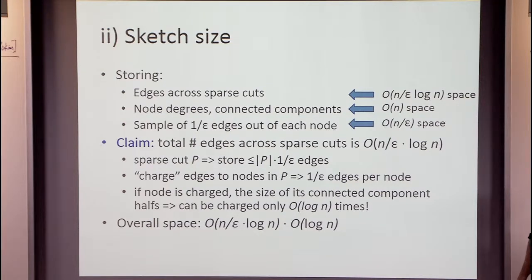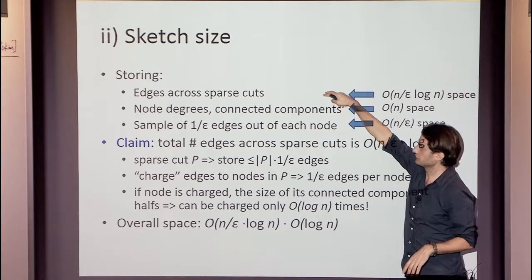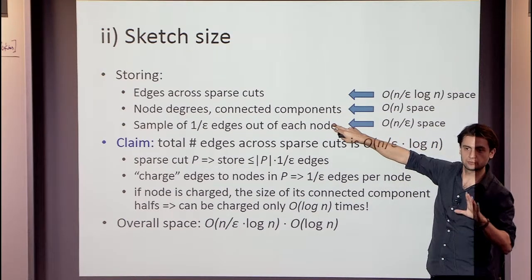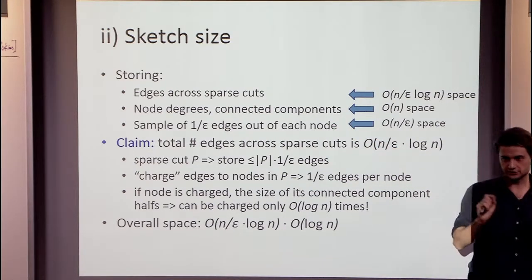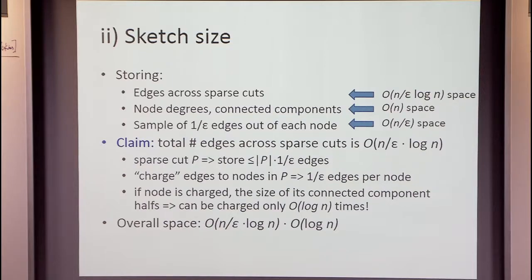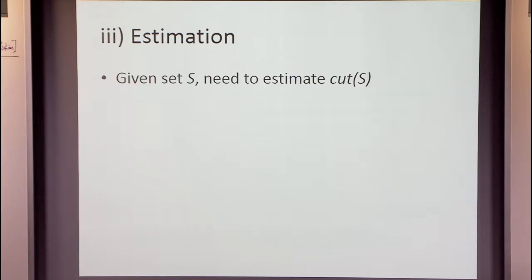Okay. But you don't combine it into a single graph. You keep these as separate data structures. You can think about this as a graph. Of course, the edges across the sparse cuts are a graph. The sample is a graph, but we will treat them differently. We know which edge came from which part, and we'll treat them differently. So it will be clear from the estimation procedure how and what. Okay, so it remains to describe the estimation.